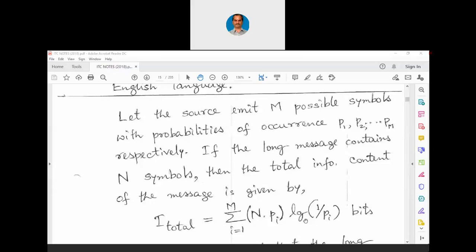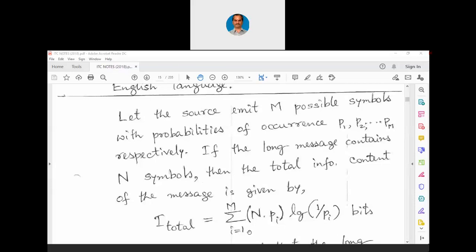Now this is I of m and this is I total for the complete sentence. Naturally we have a summation of 26 alphabets because we have totally only 26 alphabets. Even though we have 26 alphabets, the sentence contains 95 alphabets or 95 symbols. Each symbol has a probability.